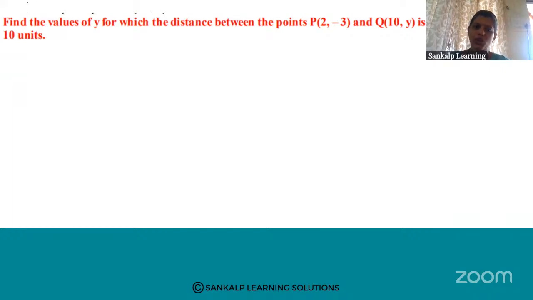Find the values of y. Values of y for which the distance between the points P(2, -3) and Q(10, y) is 10 units. That means the distance D value they have given is 10 units. And they asked to find the value of y. Where is y? y is here. Okay. Yes. Solution.